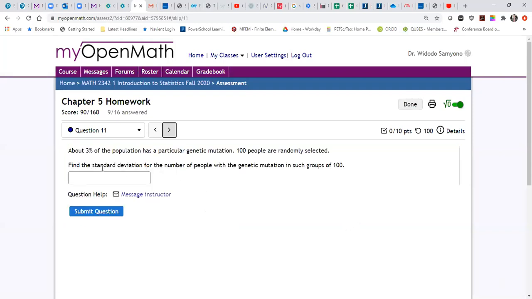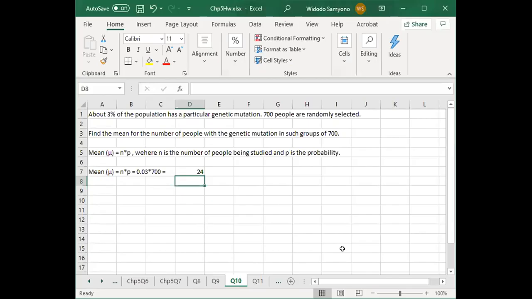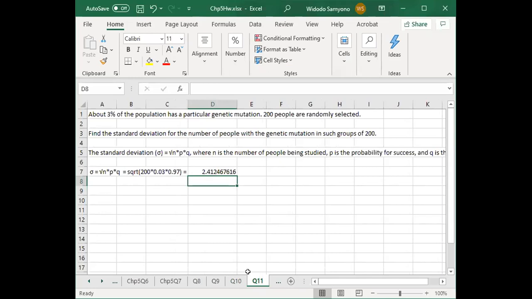For number 11, looking for the standard deviation. Okay. You simply multiply n times p times q, and then take the square root. So I will show you in Excel how to do it. 11. So just replace and take the square root, right?